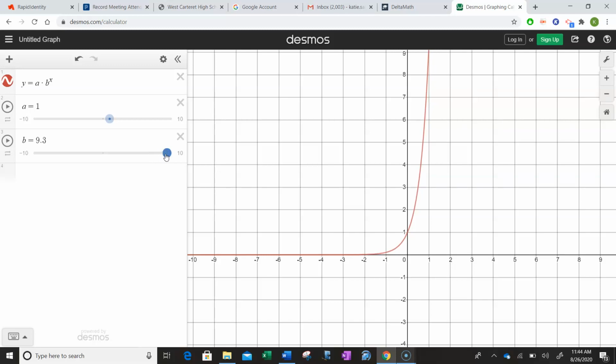Another contingency is the base has to be greater than 0. Watch what happens when I go to the negatives. It just disappears. And that's because a negative number raised to an odd power is negative. A negative number raised to an even power is positive. So it's just all over the place.